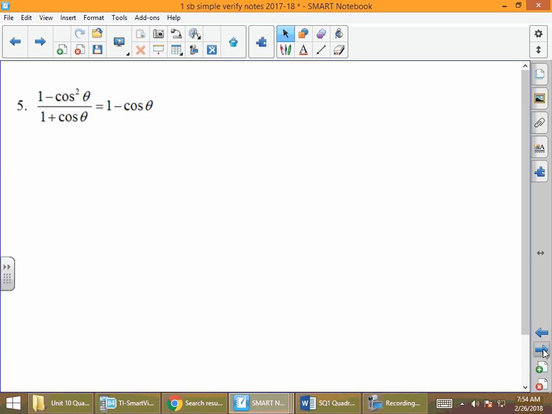Number 5. 1 minus cosine squared theta divided by 1 plus cosine of theta equals 1 minus cosine theta. Well, we used the greatest common factor on example number 4. We can't use the greatest common factor on problem number 5, but we can use our skills with factoring. And it's 1 minus cosine squared theta. That part of this equation can be factored. And it's the difference between 2 squares.